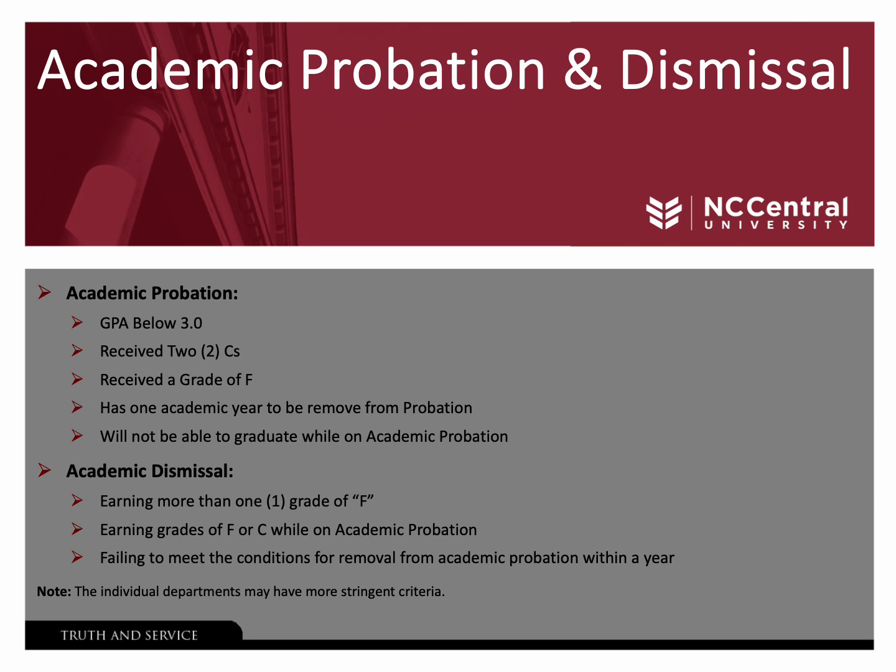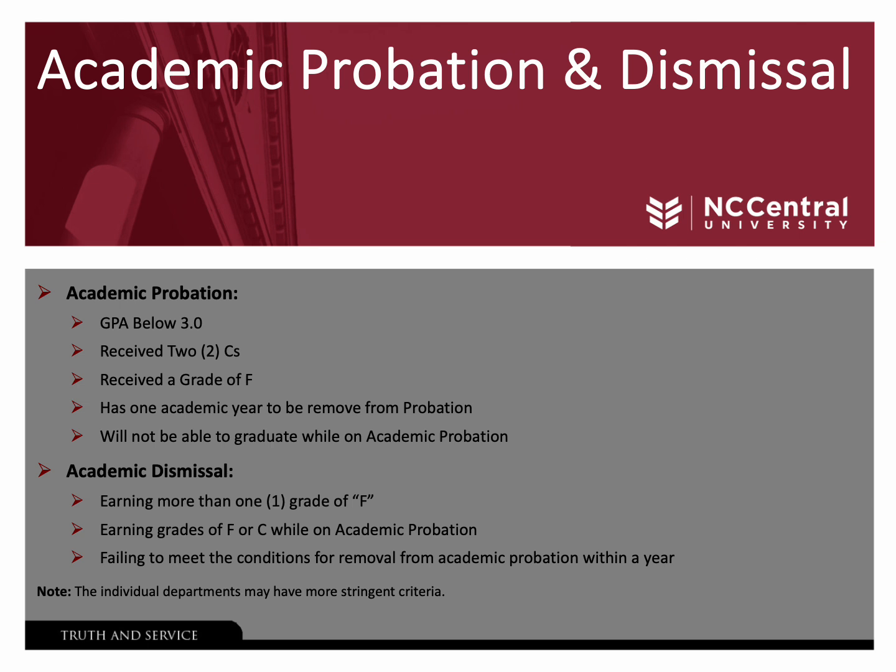Students will be dismissed from their program and NCCU if they earn more than 1 grade of F in a semester or while on academic probation, or if they are placed on academic probation and fail to meet the conditions for removal from academic probation in 1 year.